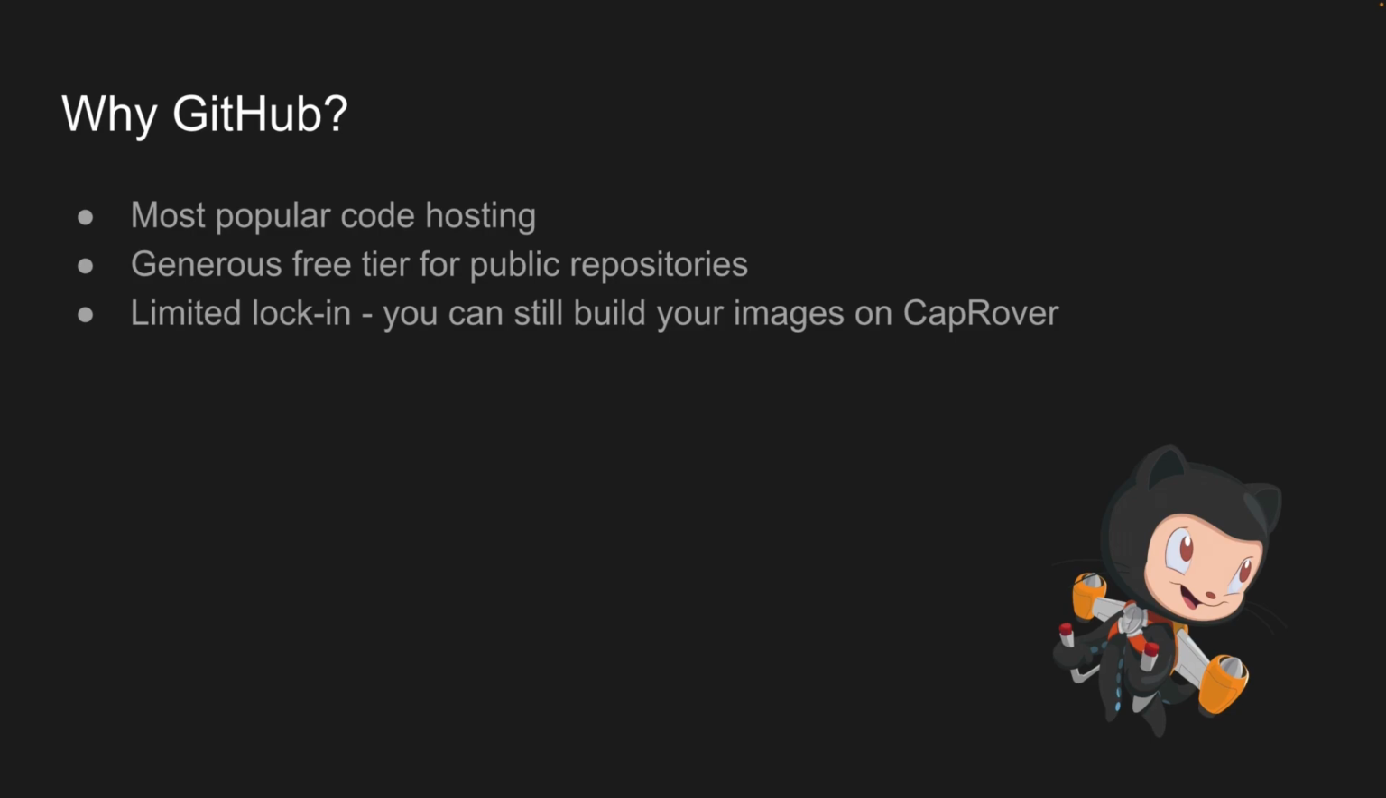Well, GitHub is the most popular code hosting platform right now, and they have a very generous free tier for public repositories when it comes to GitHub Actions. And the lock-in that you can experience is pretty limited. If you really want to, you can still build your images on CapRover, but you would still need somewhere to put your code. And even though you can self-host even that part with something like Gitea or Gogs, it's way outside the scope of this tutorial.